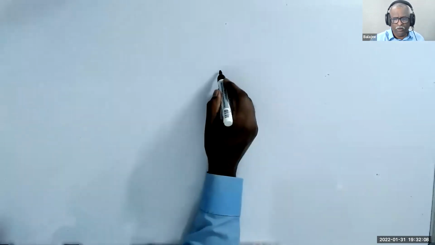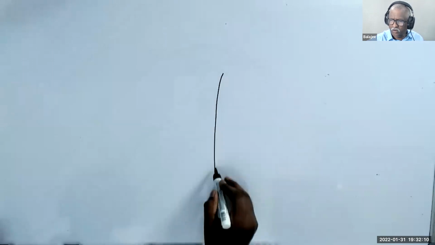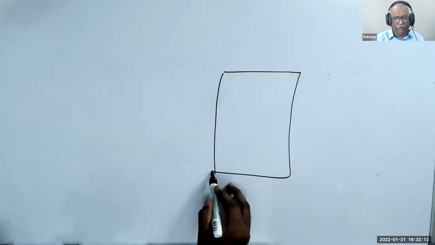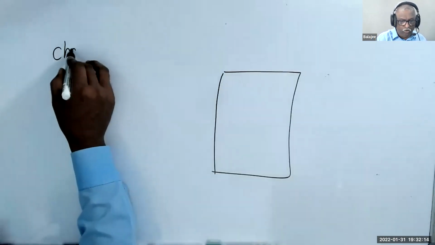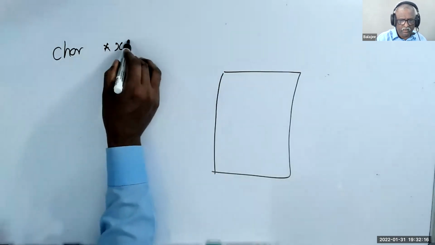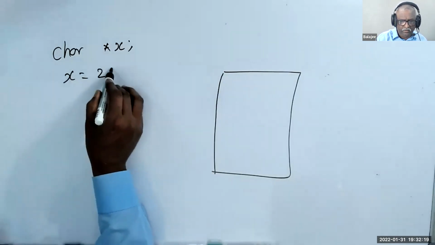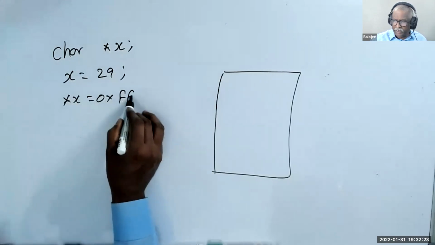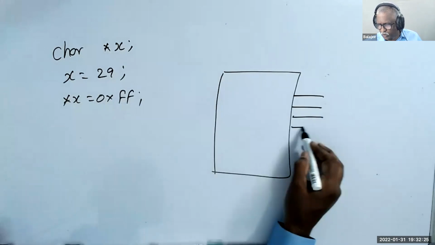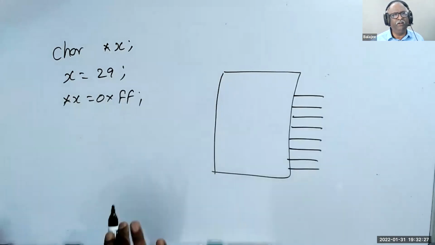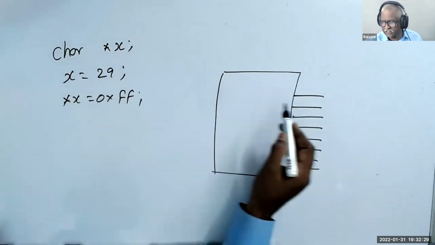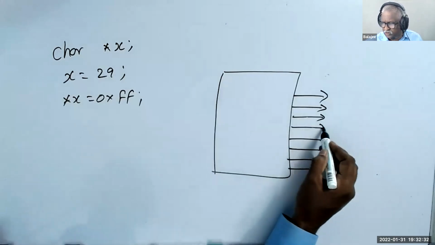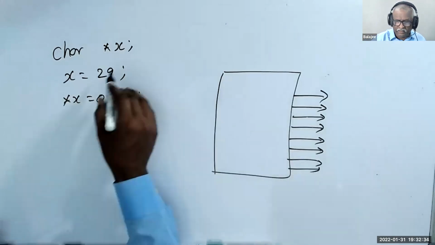So if I write a program now, I have to write two things. Character star x, x is equal to 29. Star x is equal to 0xff. That means I'm making all the pins output now, because we are going to discuss output. Tomorrow, in the next session, we'll see the input. Now we discuss all outputs. That is done.